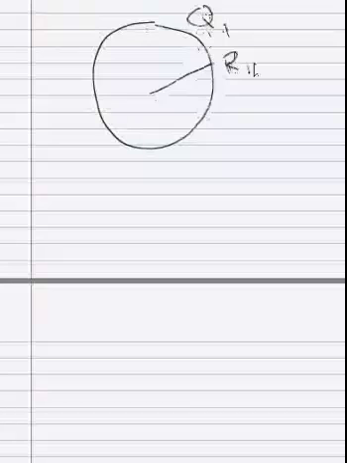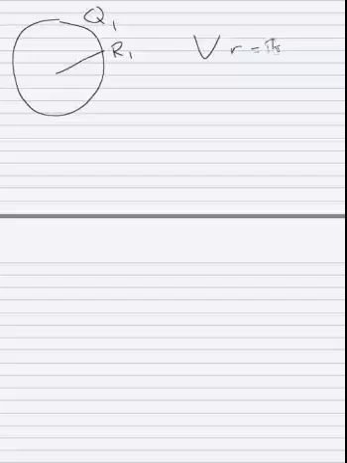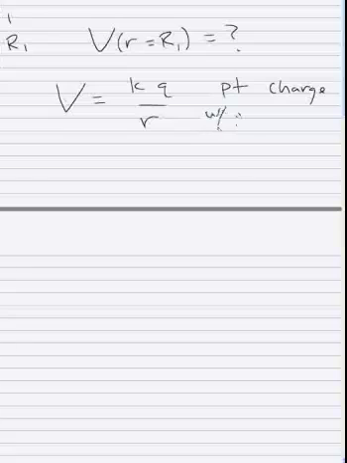Charge Q1, radius R1. So if we're outside the sphere, because we have a spherical charge distribution, we treat it like a point charge at the origin. So we want the potential at R equal to R1. That's what we're trying to find. So we treat it like a point charge at the origin. We say the potential due to a point charge is KQ over R. That's for a point charge with V equaling 0 at R equals infinity.